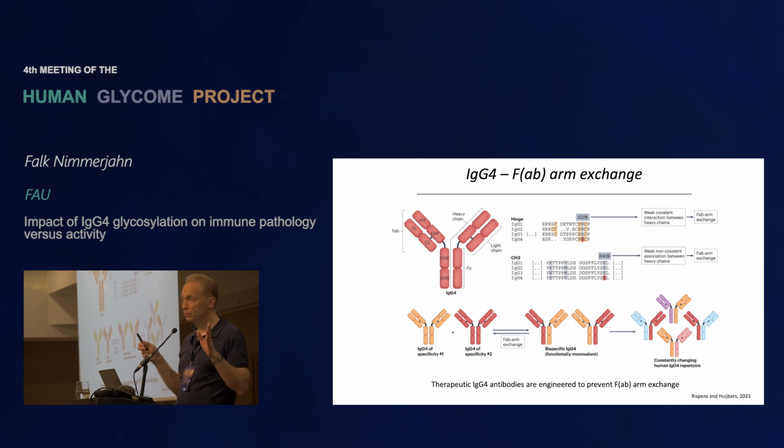And this is important because the antibody then will be functionally monomeric. It will not have two arms with the same specificity cross-linking target antigens, but will have two different arms. And this is why most of the therapeutic IgG4 antibodies are actually engineered in their Fc part to prevent that Fab arm exchange.